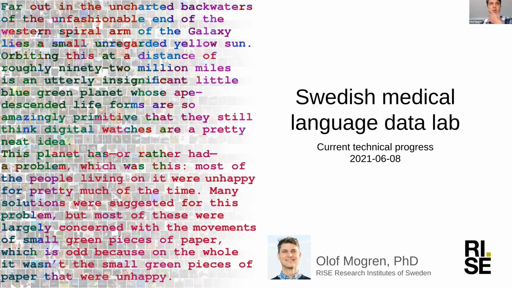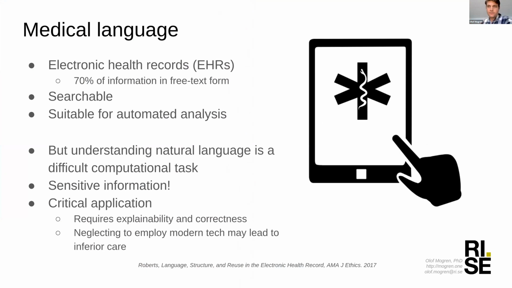So, medical language. Electronic health records, as Magnus and Marcus already talked about, are of course really nice because we get the health records in a computerized form, which is searchable and suitable for automatic analysis. About 70% of the information in the health records is in free text form, which of course also gives some challenges, as interpreting free text natural language with a computational method is a difficult task.